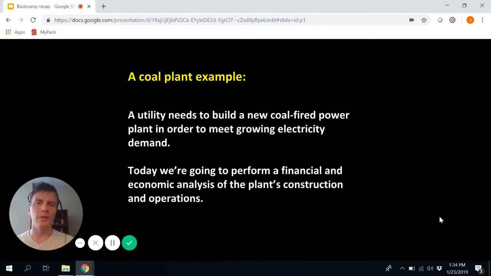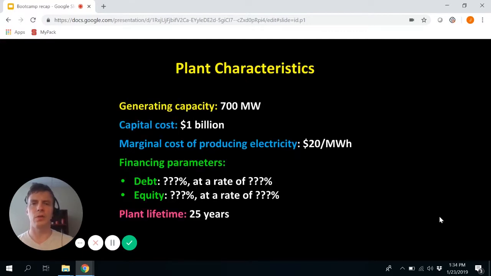So again, we're going to be dealing with a coal plant today. Let's say there's a utility that needs to build a new coal-fired power plant in order to meet growing electricity demand. What we're going to do is perform a pretty comprehensive financial and economic analysis of the plant's construction and operations. So here are the basic characteristics of the power plant that we're talking about.